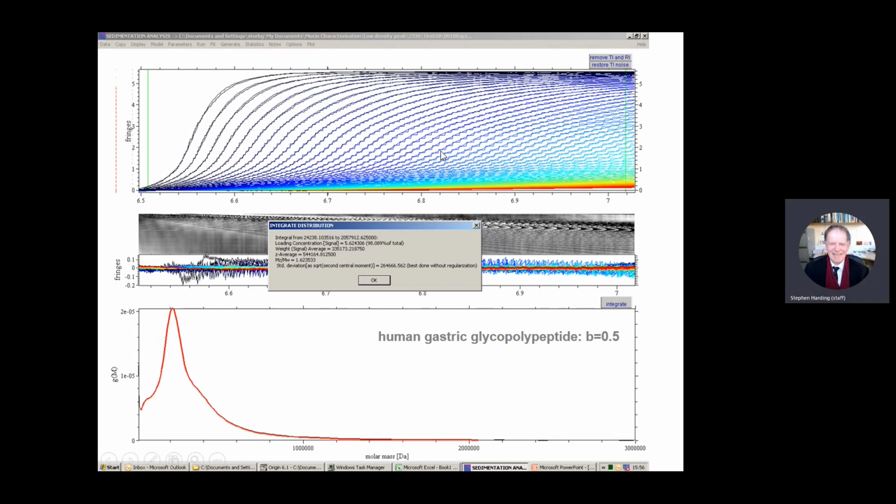Right, and this has been integrated into the SEDFIT procedure, which we'll talk about when we do the group mini projects. This is a conversion for human gastric glycopolypeptide based on a random coil model, and that's the distribution of molecular weight. Again, a very large distribution, millions of molecular weight.